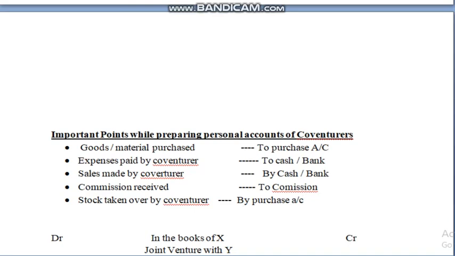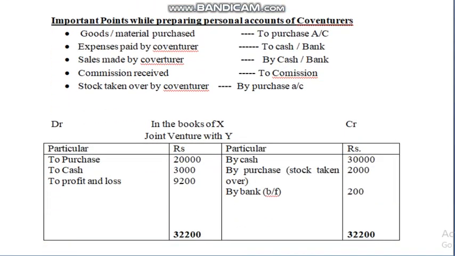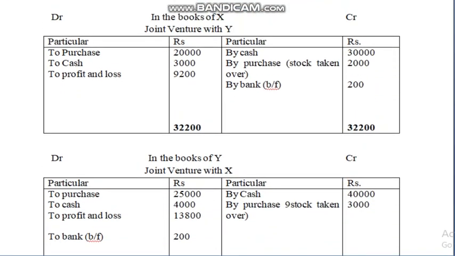So these points should be kept in mind while preparing the personal accounts of co-venturers under the memorandum joint venture account. For material, purchase account. For expenses, to cash. For sales, by cash. For commission, to commission. For stock taken over, by purchase account. So this should be reported in the personal accounts of co-venturers.